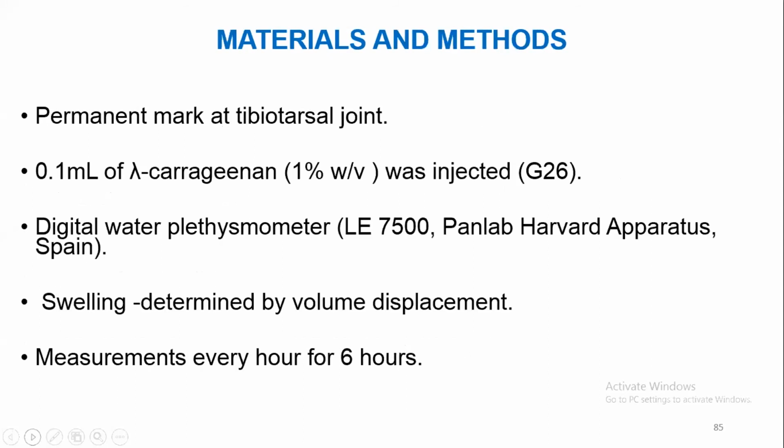A permanent marker was made at the tibiotarsal joint. The reference drugs were given half an hour before carrageenan injection, and the extracts were given 1 hour before carrageenan injection. So 1.1% weight in volume carrageenan in normal saline was prepared, and 0.1 ml was injected in the subplantar region of the left hind paw, using gauge 26. After injecting the carrageenan, it is an irritant, it causes edema. The rat was held vertically, dipping into the digital water plethysmometer up to the mark, and swelling was determined by volume displacement, and measurements were done every hour for 6 hours.